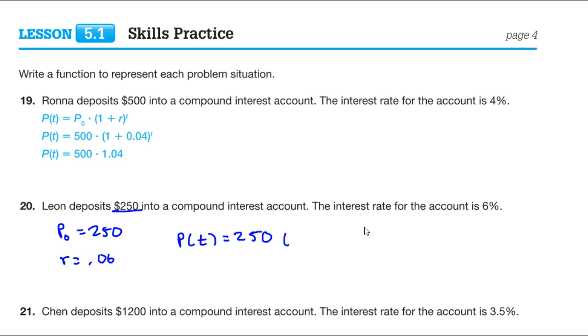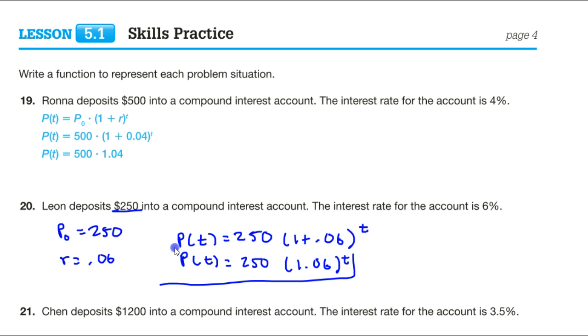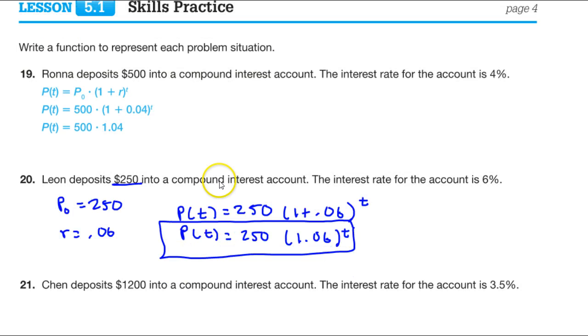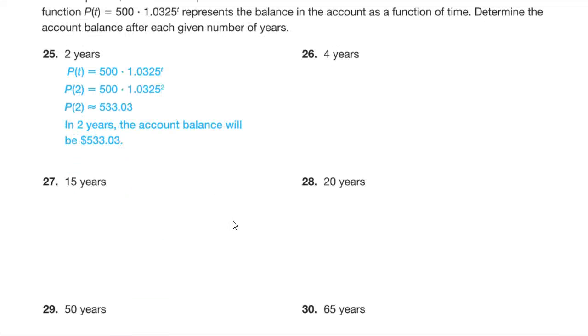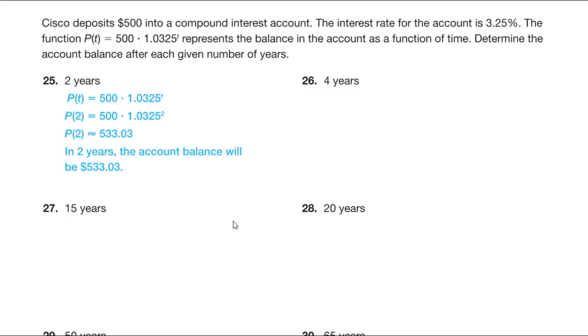If we simplify this, we can only simplify what is inside of our parentheses, and we're done. So this gives us P of t is equal to $250 times the quantity of 1.06 to the t power. Done. And essentially the entire block is the same. For this one, they're giving us the number of years.